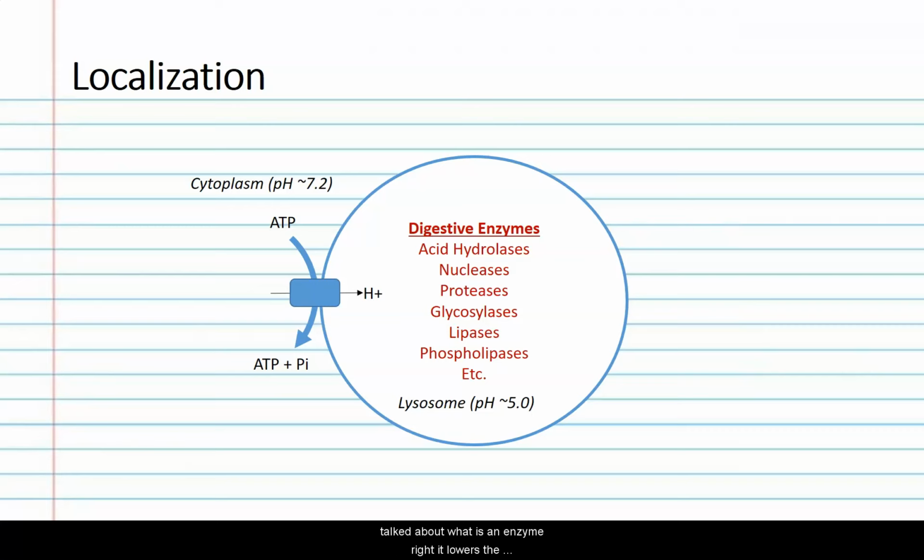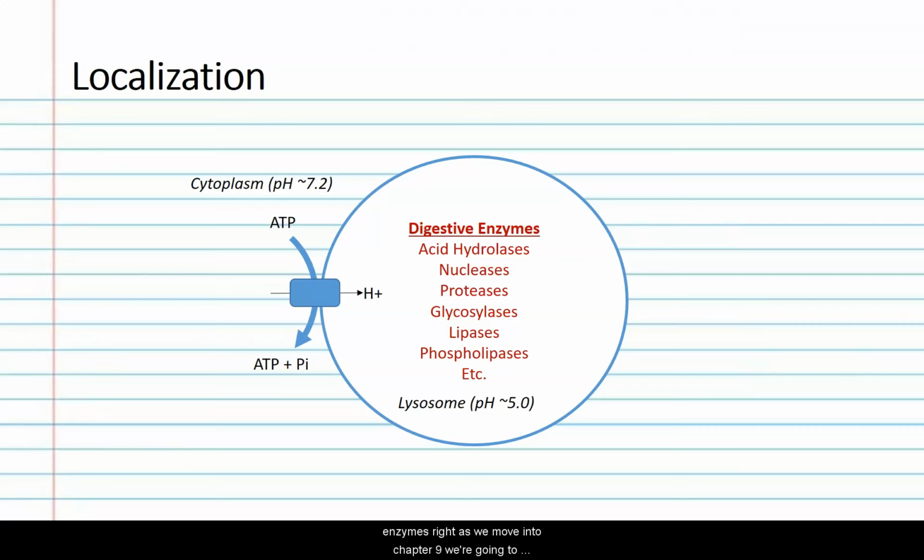We've talked about what is an enzyme, right? It lowers the activation energy of a reaction. It is generally composed of protein, and anything that can affect that protein shape is going to affect the activity of that enzyme, and then affect the metabolic pathways controlled by those enzymes.